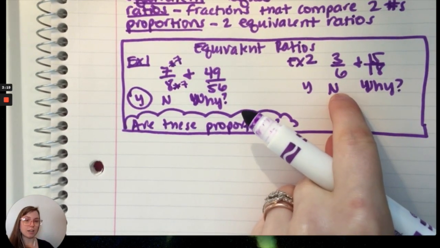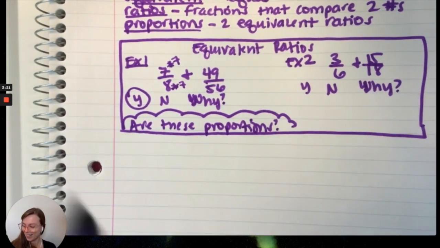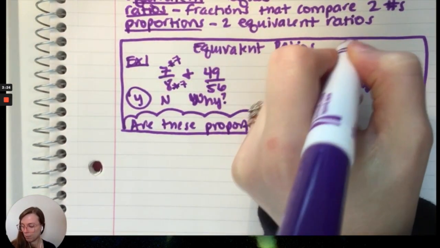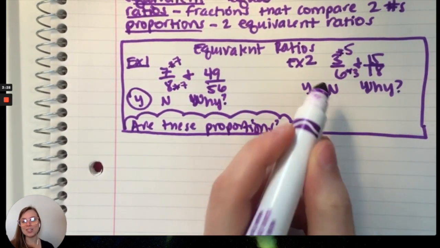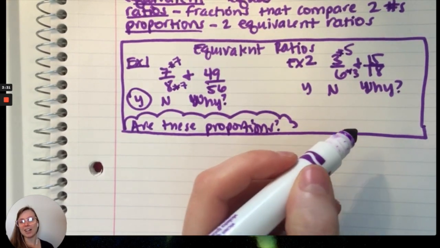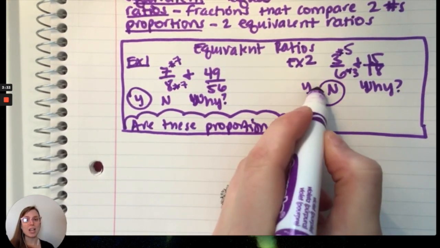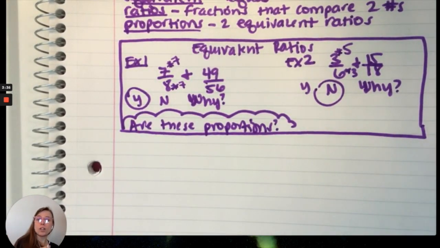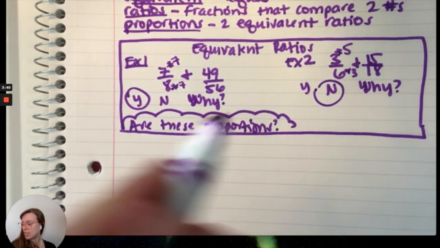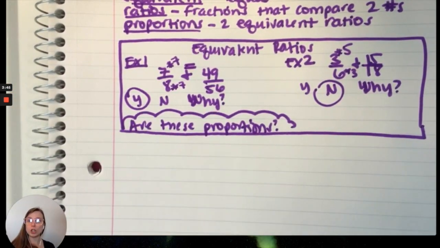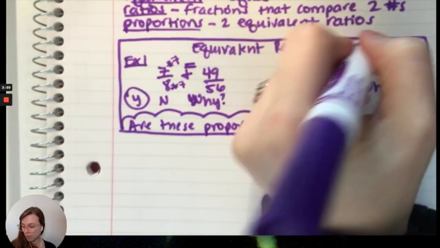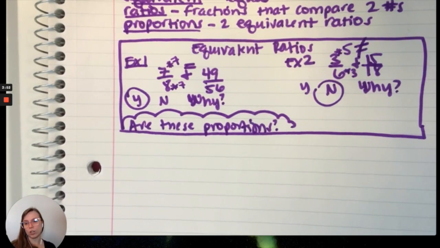3/6 and 15/18. There we go. Well, okay, I can do 3 multiplied by 5 and 6 multiplied by 3. But 5/3 is not the multiplicative identity. It's not a convenient name for 1, so this is a no. Now, are these proportions? So proportions are two equivalent ratios. This one is a proportion if I put an equal sign in between to show that they are equivalent ratios. This one would not be a proportion because they are not equivalent ratios.